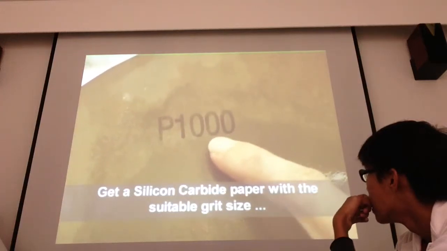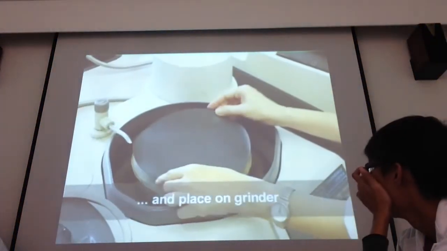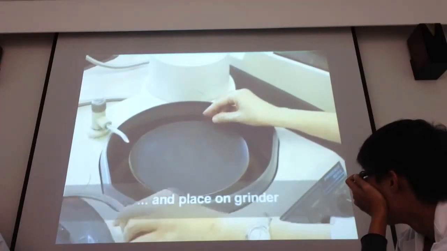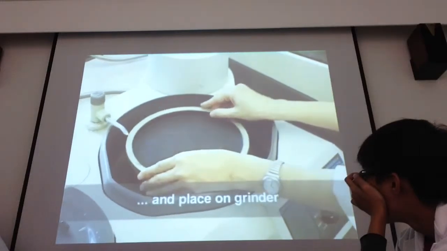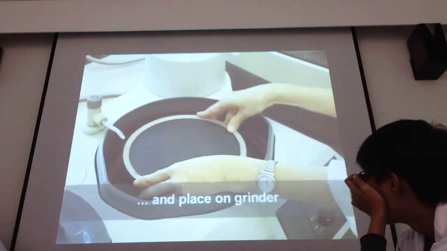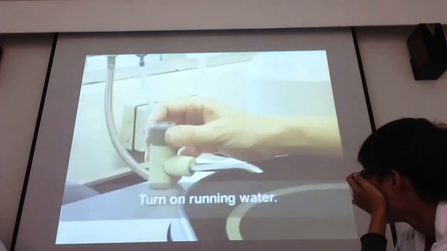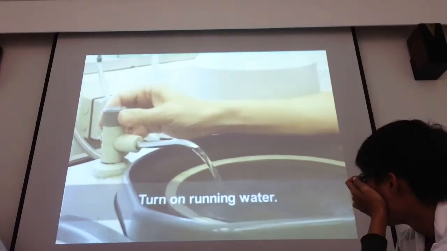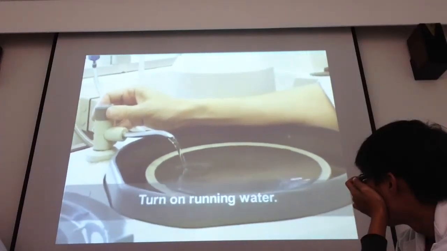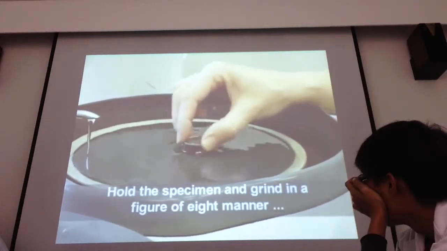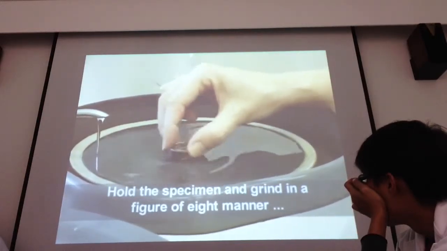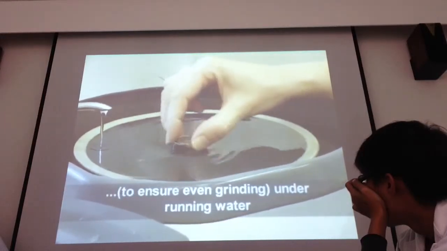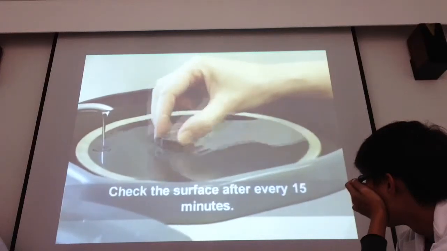Okay, so you will choose your correct paper based on your grinder. Then I follow you now. You have to turn on your running water. This is to wash away all those contaminants, so it won't clog up. Then you grind in the middle of it, and it's supposed to be much smoother.